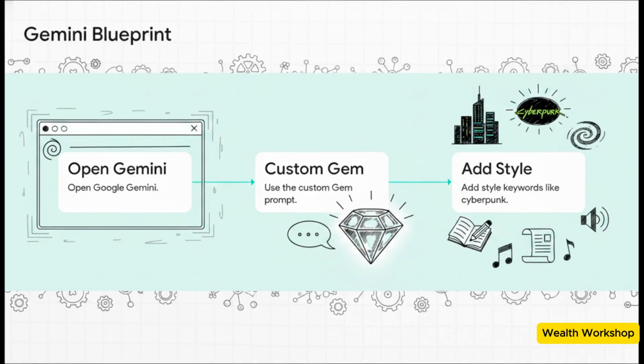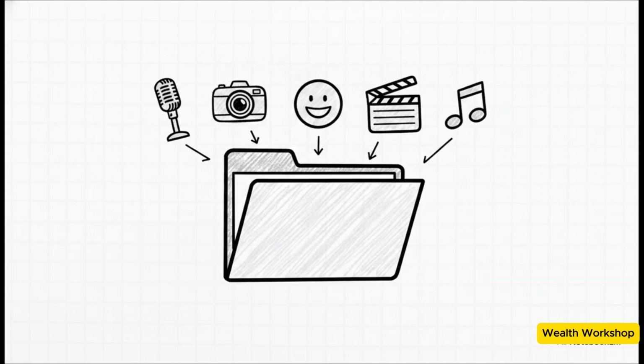Open Google Gemini. We use a custom gem, which is basically just a saved prompt template that's designed to generate our entire video blueprint in one single shot. You just type create, feed it your core idea, and boom. Want to make it unique? Just drop in a style keyword. If you tell it cyberpunk style, the AI will automatically shift the story, the visuals, and the music to match that gritty neon aesthetic.